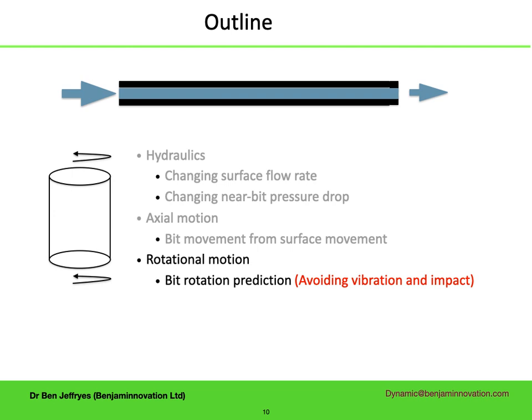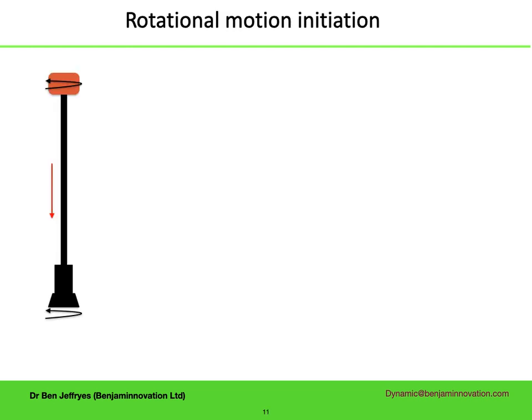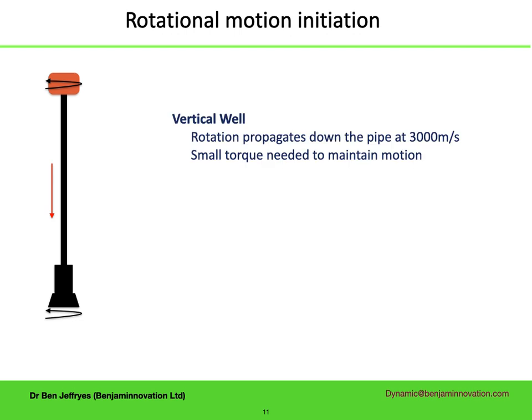Which brings us to the final topic, related to rotational motion and the initiation of bit rotation. Starting with what happens in a vertical well. The top drive starts rotating, and the rotational wave moves down the pipe at about 3,000 meters per second, slightly less than the speed of shear waves in steel. And once the bit is brought up to speed, only a small amount of torque is needed to maintain motion.